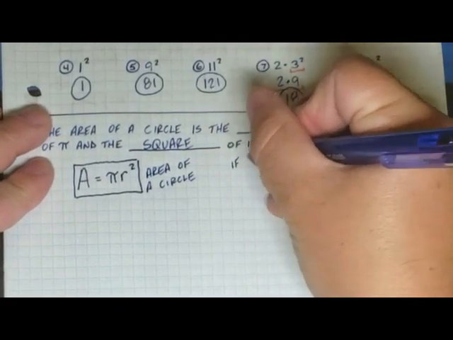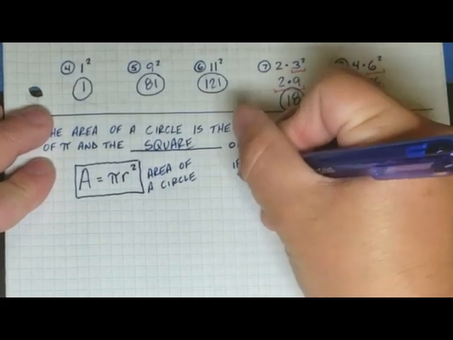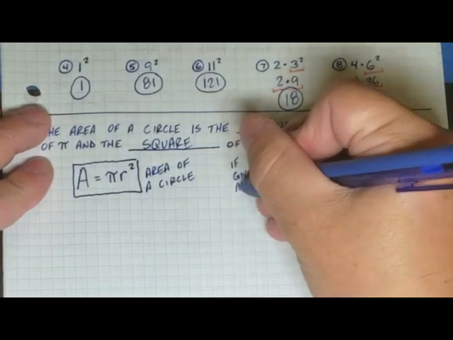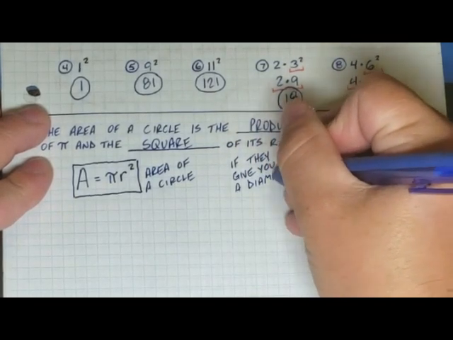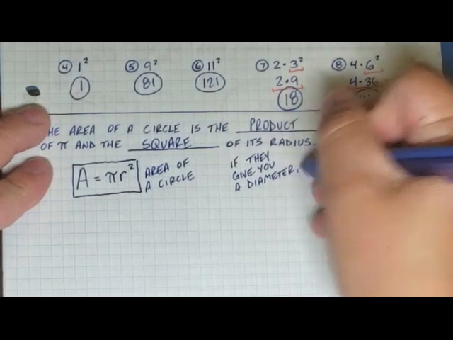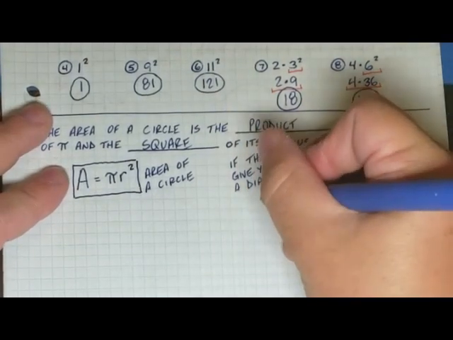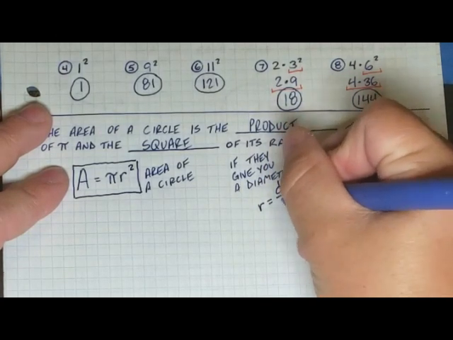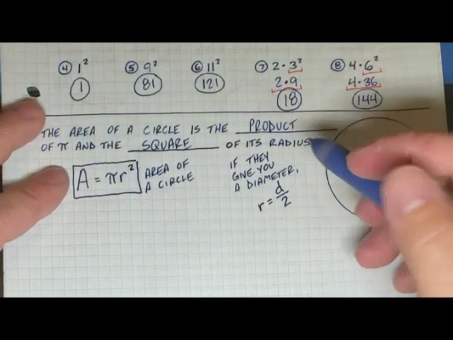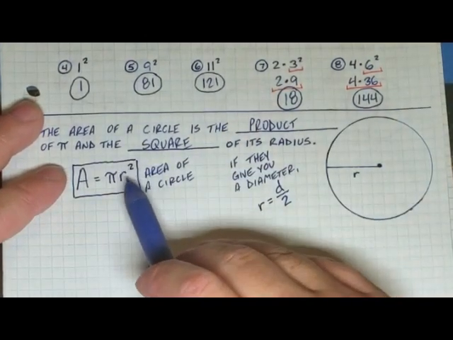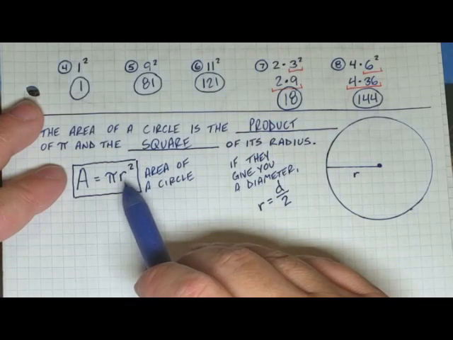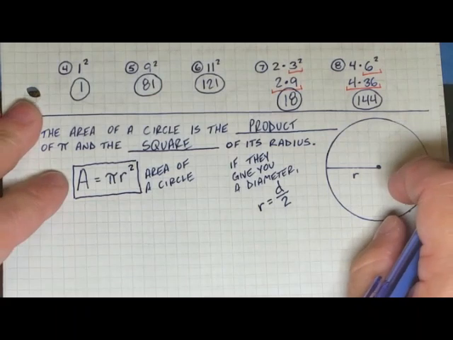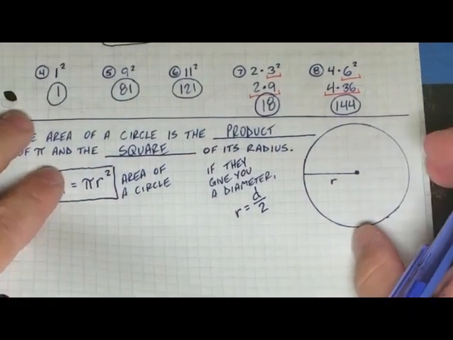So if they give you a diameter, the first thing you're going to have to do is find the radius, and you find the radius by dividing the diameter by 2. If you try to plug in the diameter for this r squared, it's not the same thing.